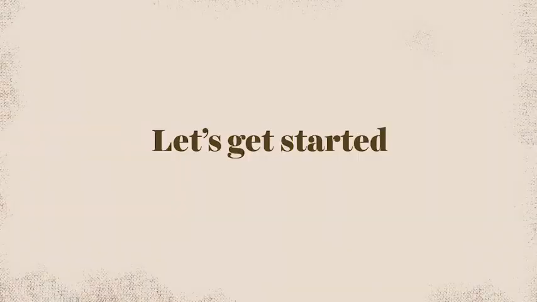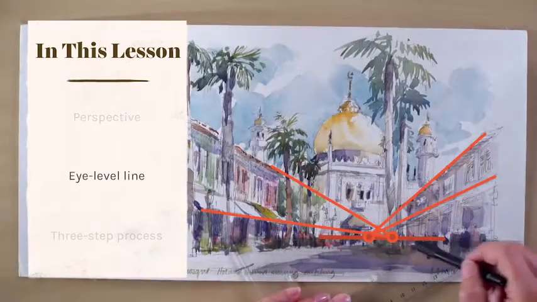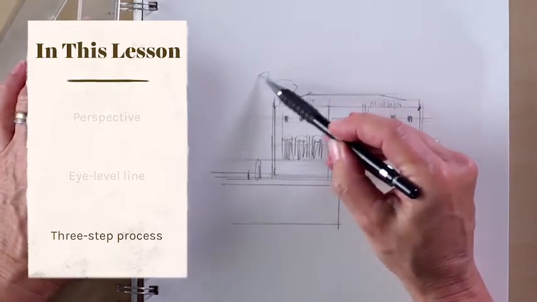Let's get started. Let's start by talking about how we see buildings and the three concepts that are key to sketching architecture. In this lesson, we'll cover 1- and 2-point perspective, finding and using your eye level line, and then a simple 3-step process for putting these together and starting your sketches.